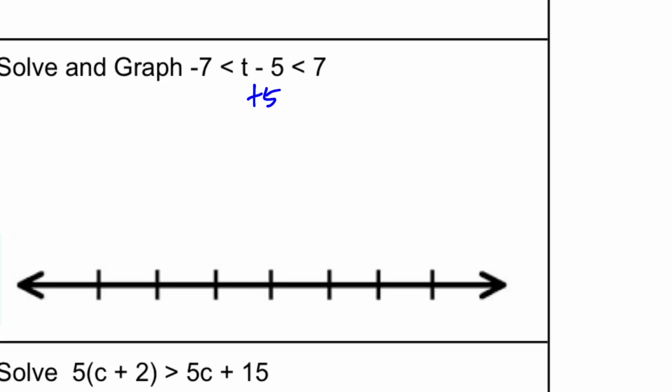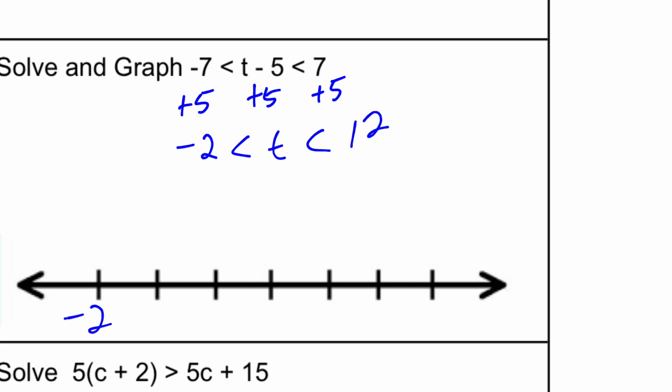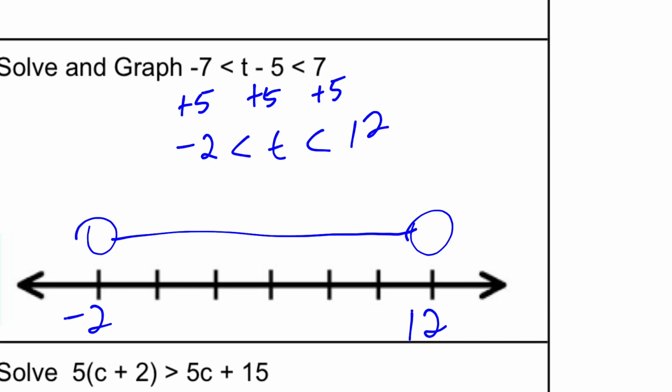Same thing here. I'm going to do a plus 5 on all three sides. So I have -2 is less than t is less than 12. So let's put a -2 over here and a 12 over here, put some open circles on each of them and connect them. This graph shows the intersection whenever t is greater than -2 but also less than 12.